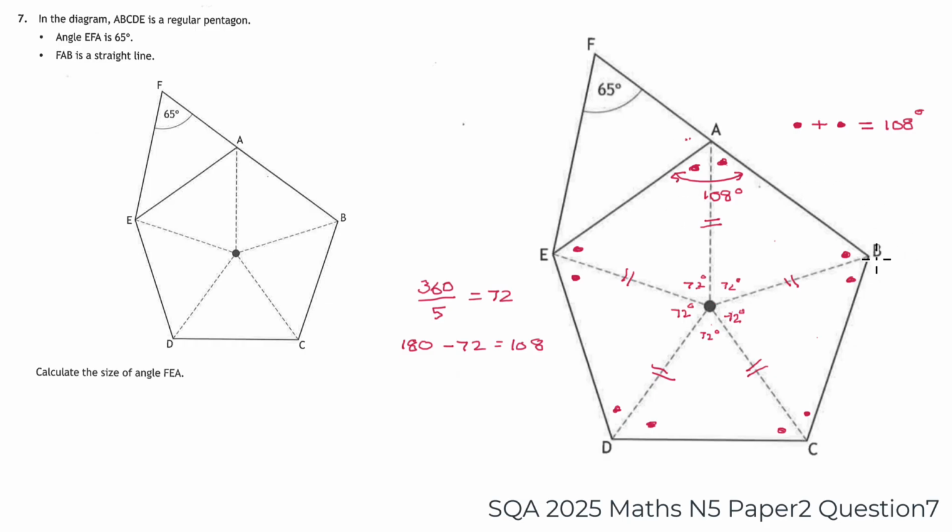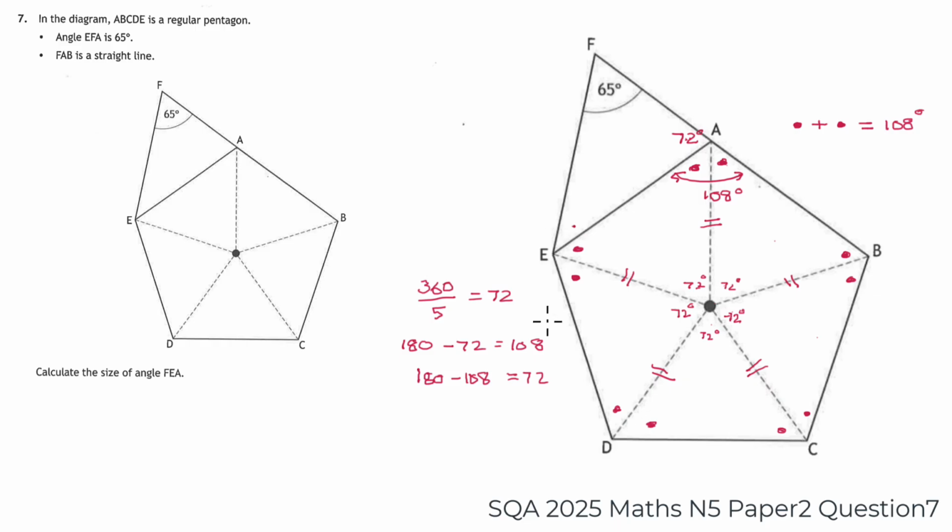Well, remember we said that BA extends out to F in a straight line, so that these 3 angles around A must add up to 180. So if 2 of them are 108, we take 108 away from 180, and we're back to our 72 again. So this angle in here, 72 degrees.